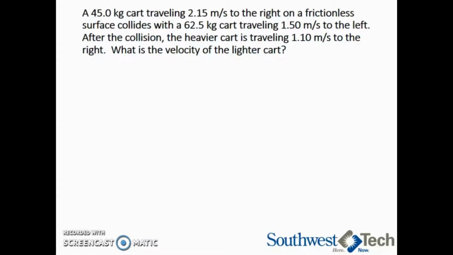This video is going to go through calculations for an elastic collision. An elastic collision is one where the two objects bounce off each other after collision.